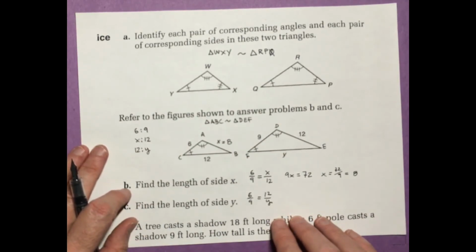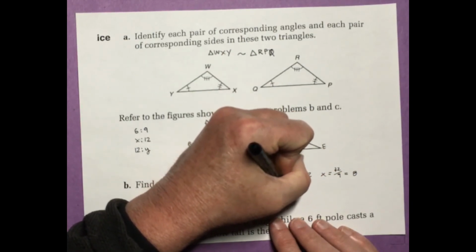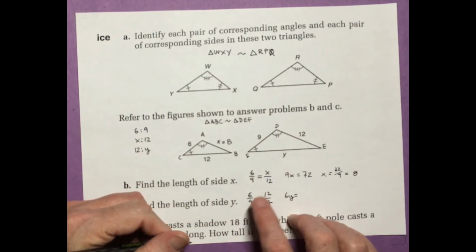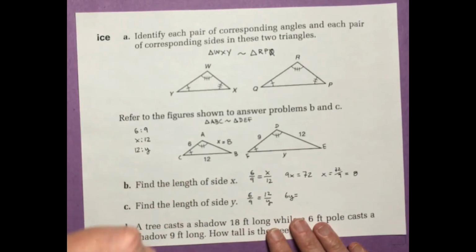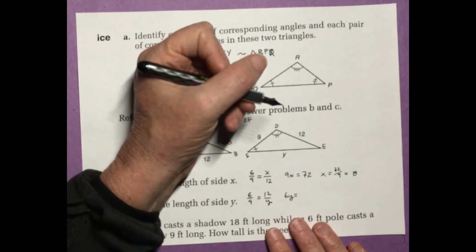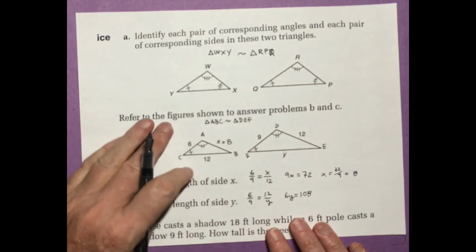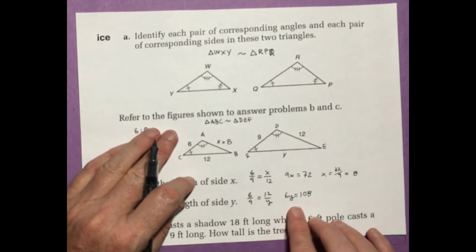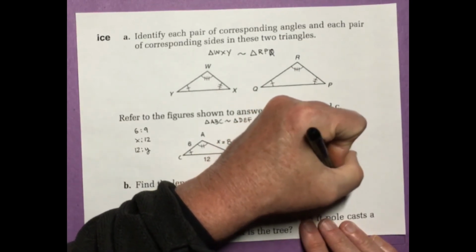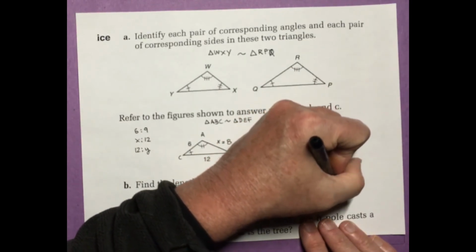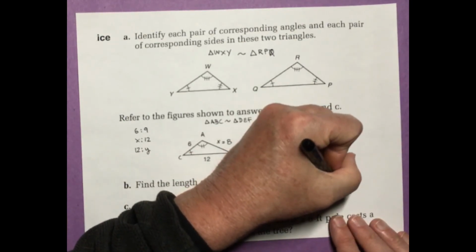All right, so let's do the math here. We're going to cross multiply: 6 times Y equals 9 times 12. Well, 9 times 12 is what? I believe that is 108. There we go. So, to solve this, I need to divide by 6. So y equals 108 divided by 6.